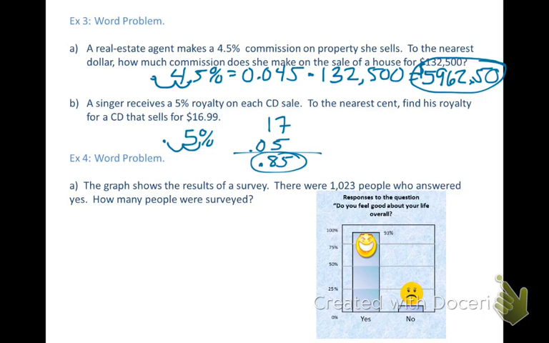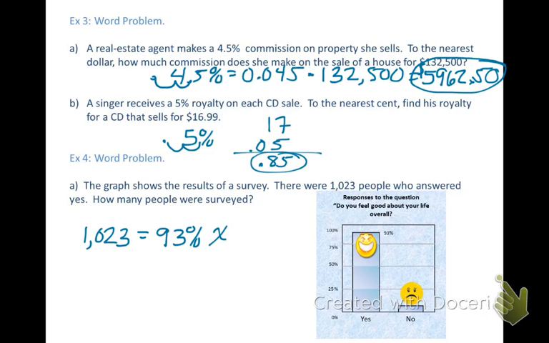Okay, the graphs show the result of a survey. There were 1,023 people who answered yes. How many people were surveyed? So 1,023 people said yes, and 93% of everyone who was surveyed said yes. So you're going to say 93% of X.